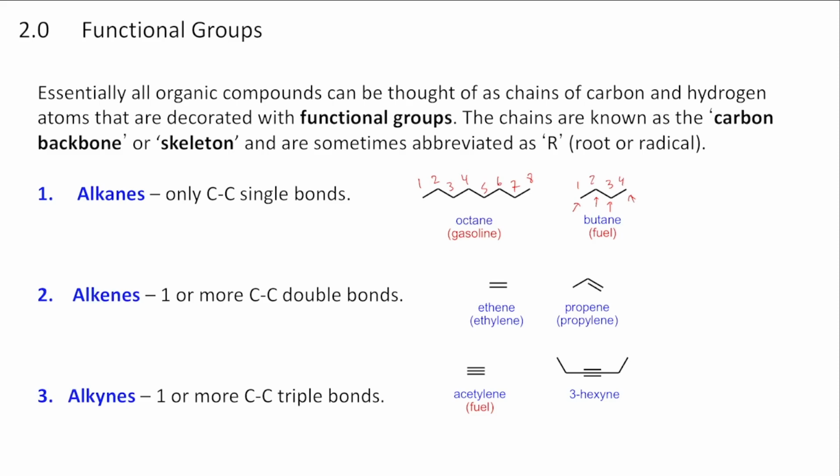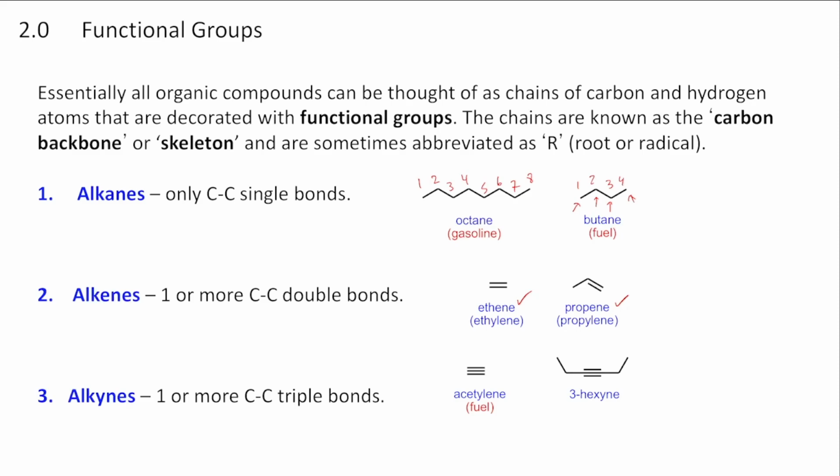If an organic compound has 1 or more carbon-carbon double bonds, we call these molecules alkenes. So alkene is a functional group that is a carbon-carbon double bond. 2 examples here are ethene and propene, which is also called propylene. And you can see the carbon-carbon double bond in these structures.